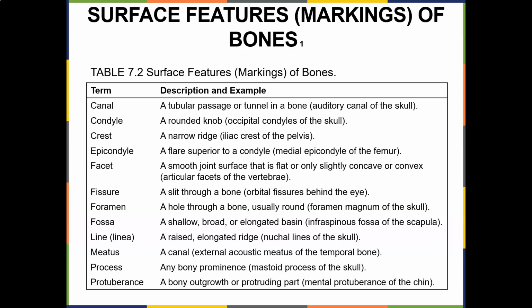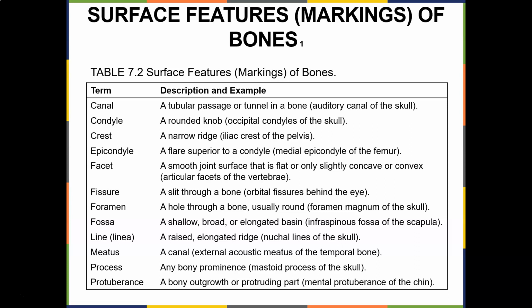You have a fissure, which is a kind of a slit through a bone. You have orbital fissures behind the eye, which allow for blood vessels and nerves to pass through. You have a foramen, and the biggest one is the foramen magnum, a hole through a bone. It's usually round. So again, the foramen magnum is of the skull. The spinal cord will go through there. A fossa is a shallow, broad, or elongated basin. So you have the infraspinatus and the supraspinatus fossa. You also have a subscapular fossa.